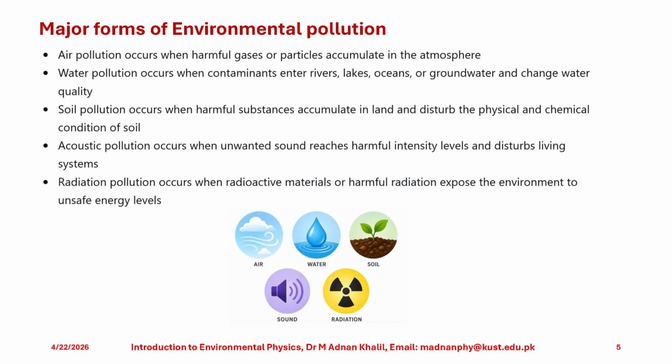This slide summarizes the major forms of pollution. Air pollution occurs when harmful gases or particles accumulate in the atmosphere. Water pollution occurs when contaminants enter rivers, lakes, and oceans. Soil pollution occurs when harmful substances accumulate in land. Acoustic pollution occurs when sound intensity becomes harmful. Radiation pollution occurs when radioactive materials or harmful radiation expose the environment. The icons shown below represent these 5 forms visually: air, water, soil, sound, and radiation.